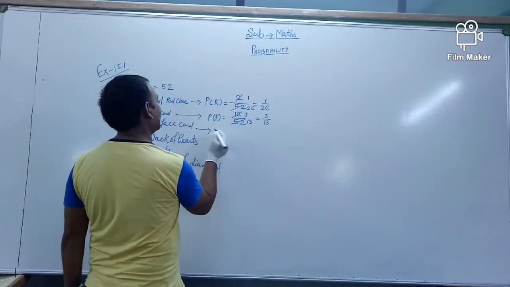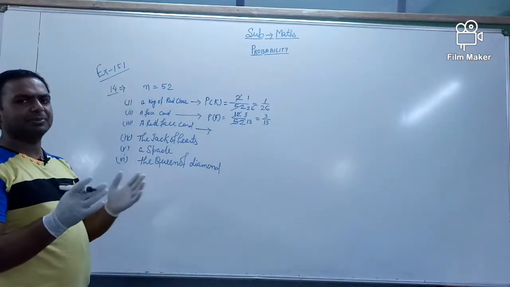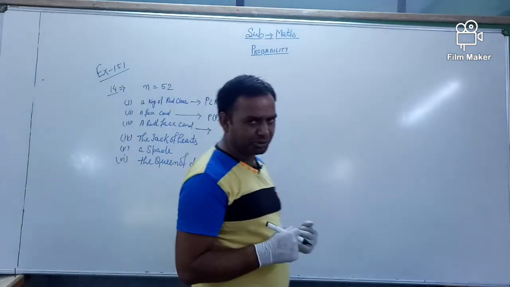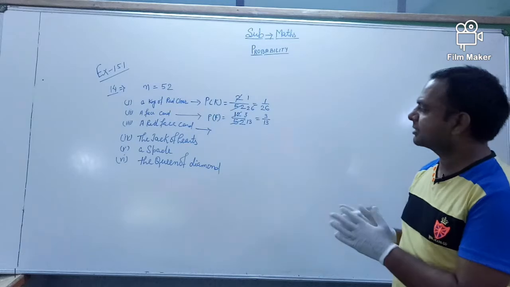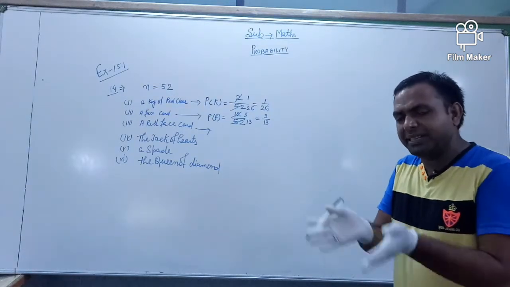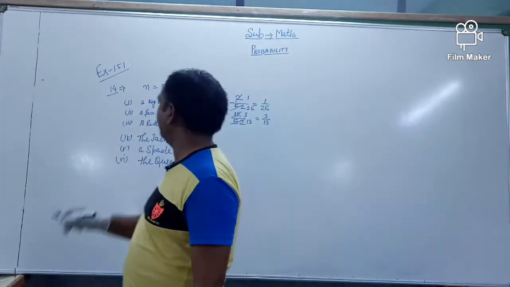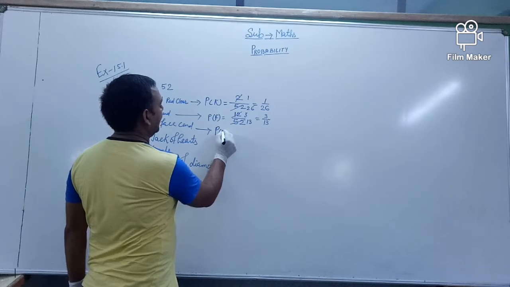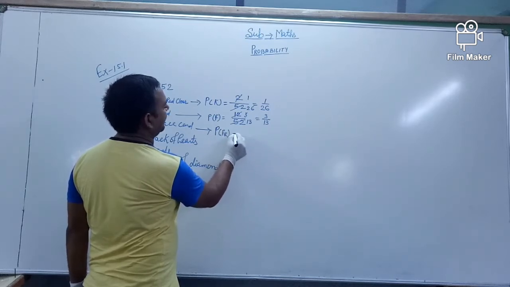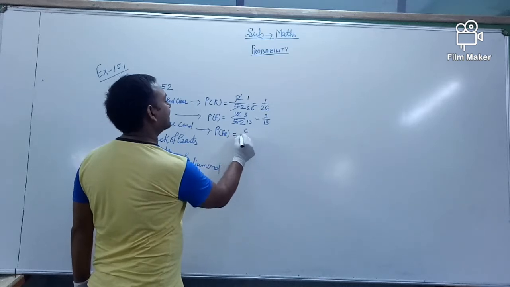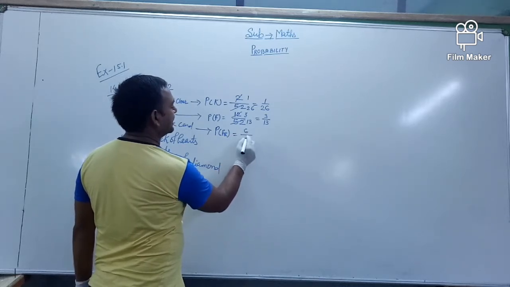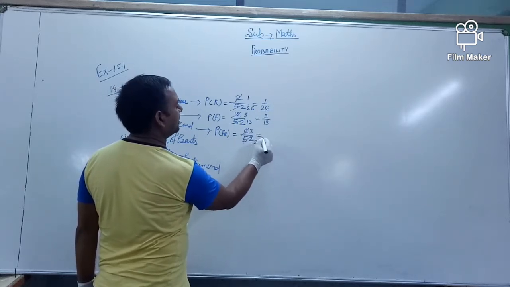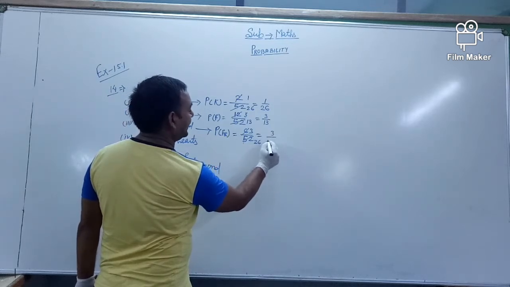Next, a red face card. For a red face card, there are 2 types, one is black, another is red. Total face cards are 12, in which 6 face cards are red and 6 face cards are black. So the probability of a red face card, P(FR), is equal to 6 upon 52. That is equal to 2 3s are 6 and 2 26s are 52. So 3 upon 26.